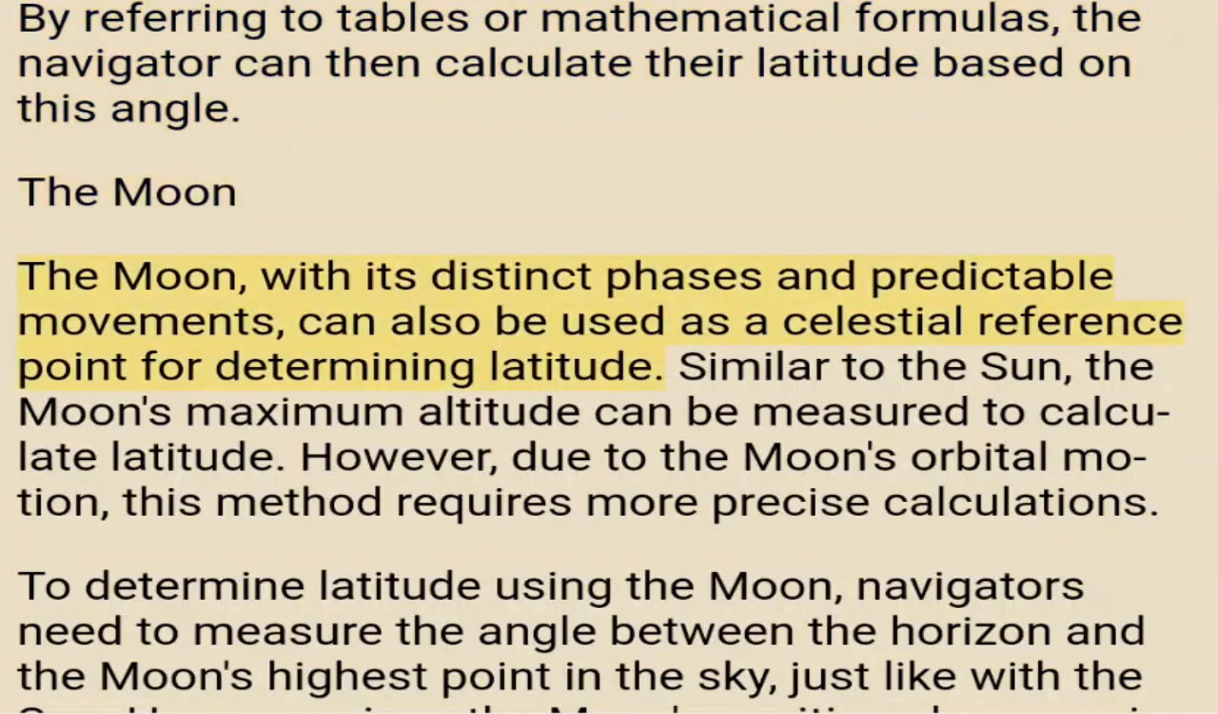The Moon. The Moon, with its distinct phases and predictable movements, can also be used as a celestial reference point for determining latitude. Similar to the Sun, the Moon's maximum altitude can be measured to calculate latitude.